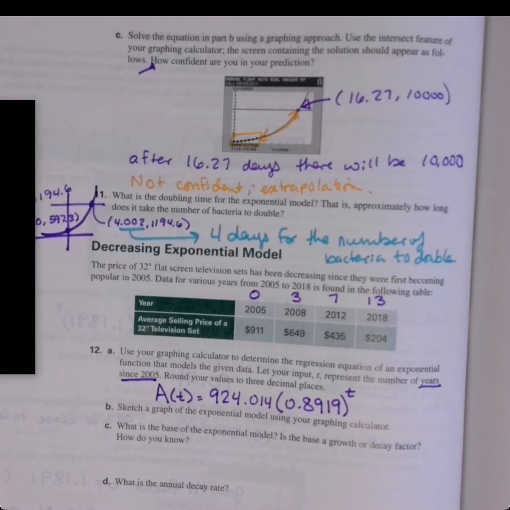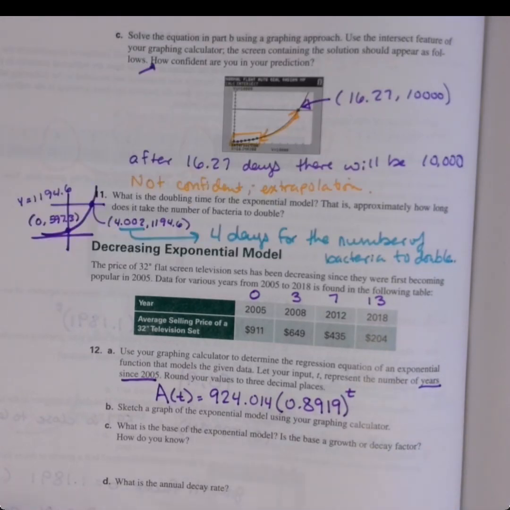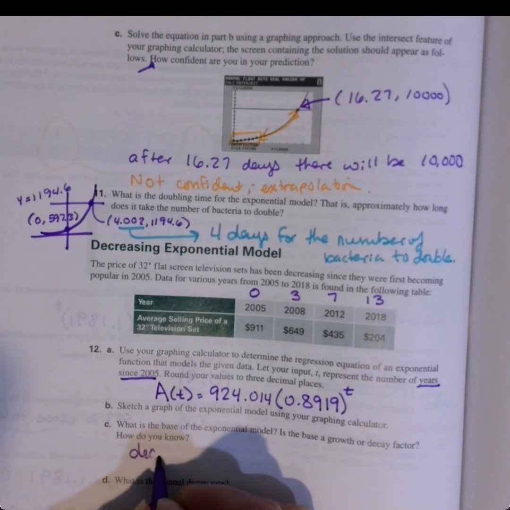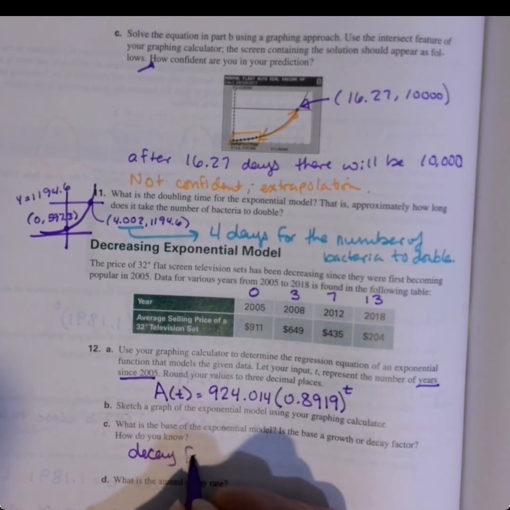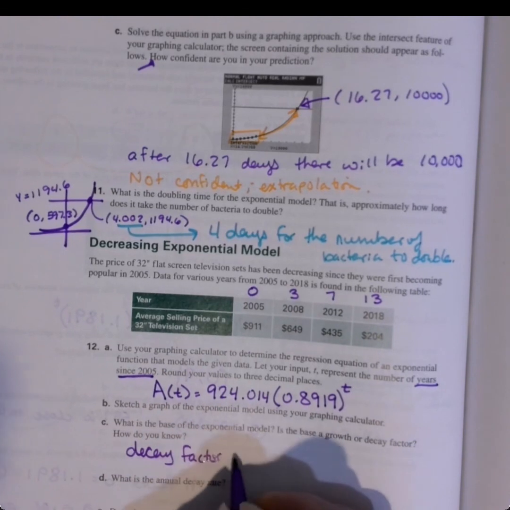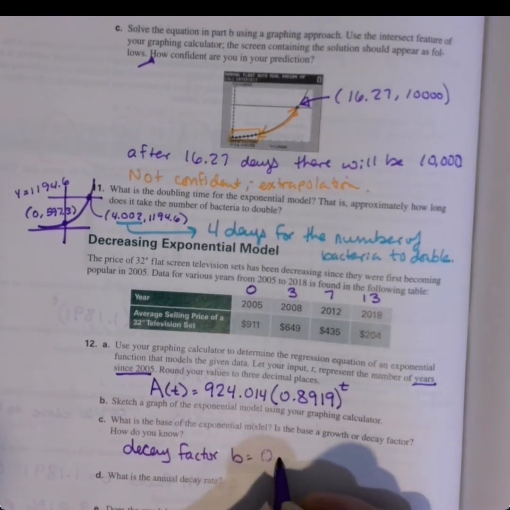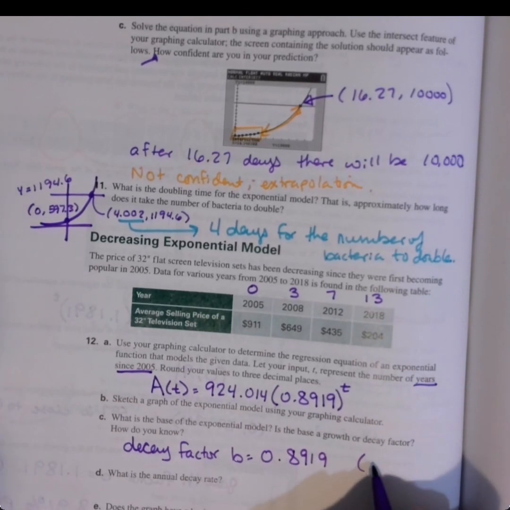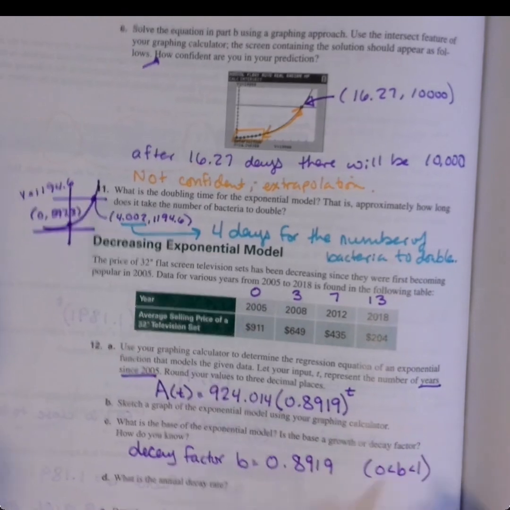What is the base? Is it a growth or decay factor? How do you know? Well, it's smaller than 1, so it's a decay factor. The decay factor is 0.8919. I know it's a decay factor because it is between 0 and 1.